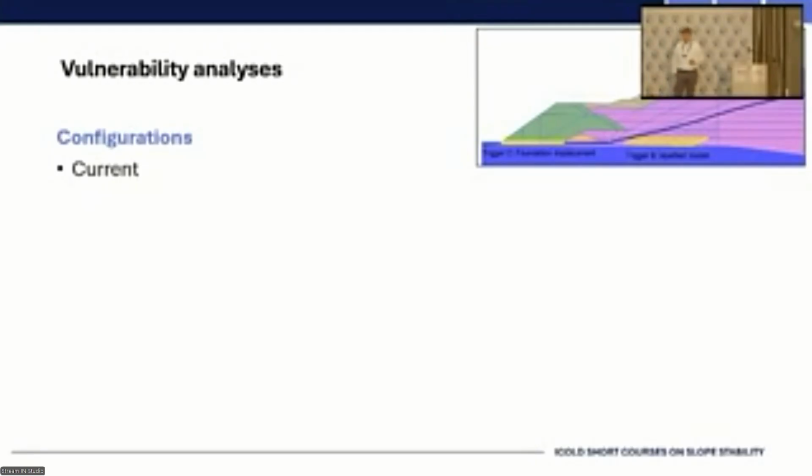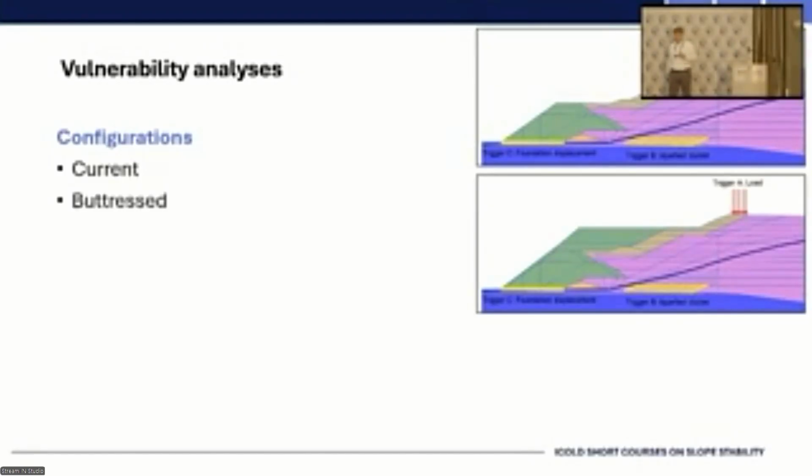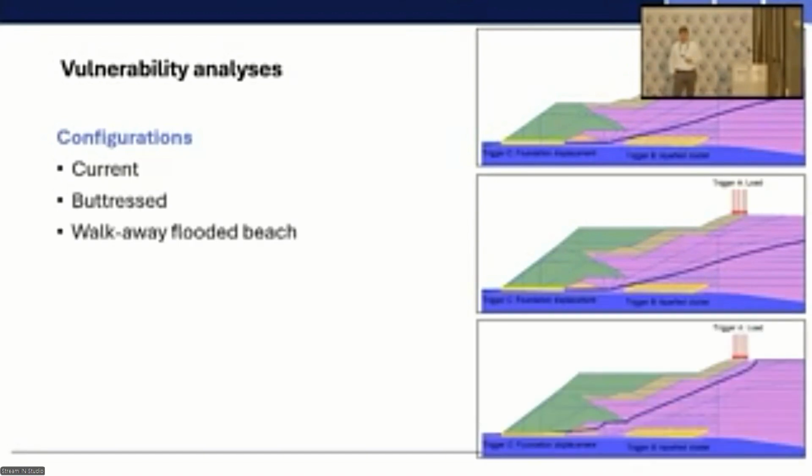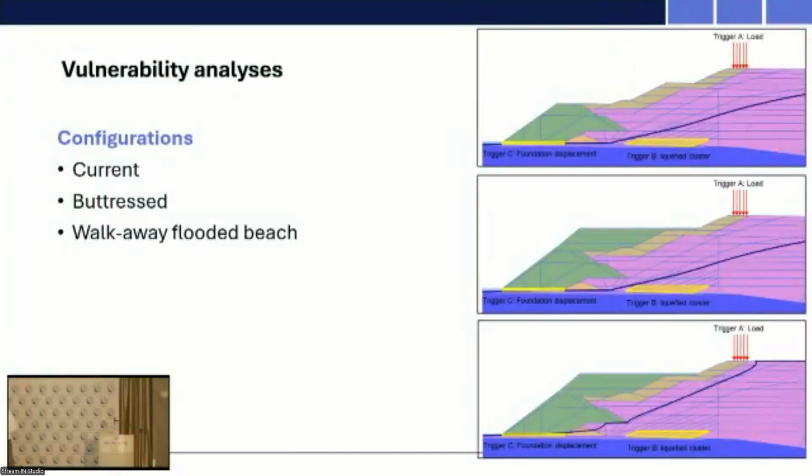So that is the current configuration, and you see the difference between the first and second pictures is the buttress placed on top. So it's the full buttress. And the third one is an analysis of a walkaway flooded beach. Our case here, can you see the difference in the phreatic surface between number 2 and number 3?